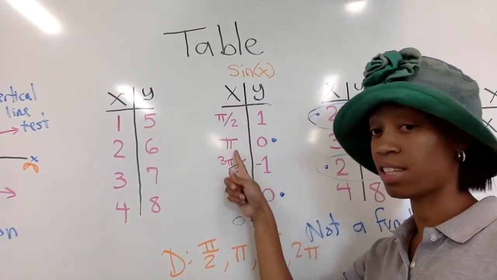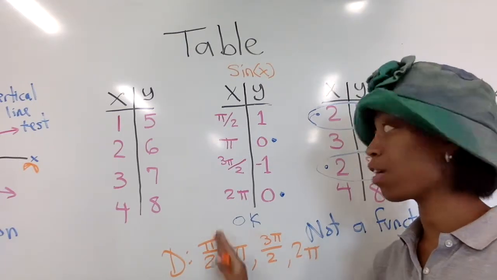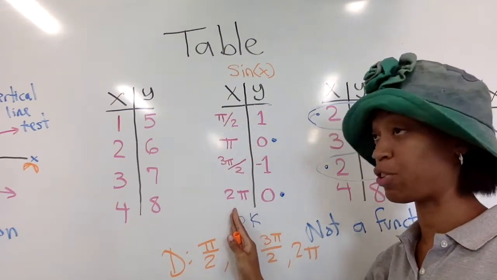Here, the domain is just listing the x values. So now I have disjoint values. These values are the domain.